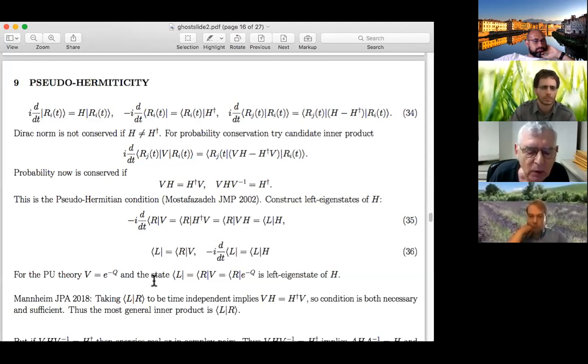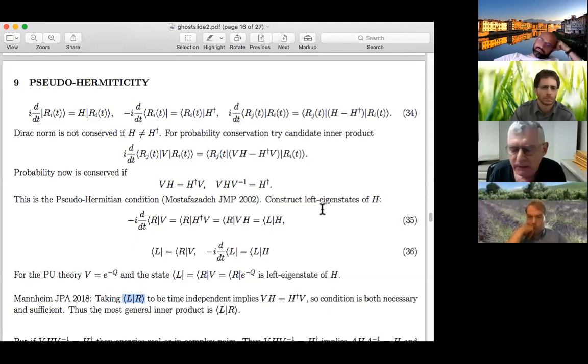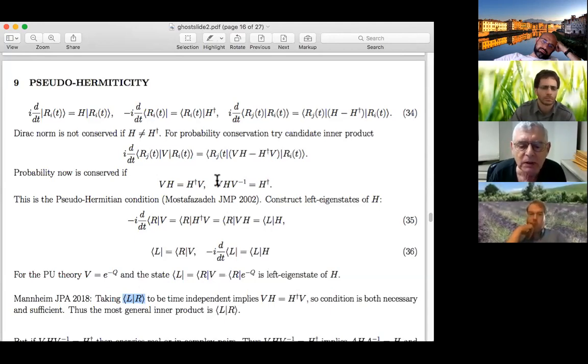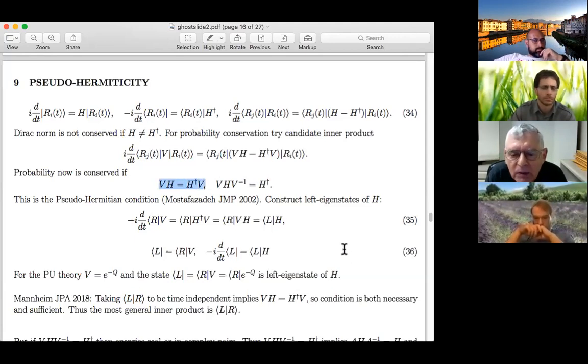And so what you're looking for, and this is what you should always do in a non-Hermitian theory, is that the norm should always be the overlap of the left eigenstate with the right eigenstate. To construct the left eigenstate, you need to construct the operator that implements this transformation, and that e to the minus q that I just showed you, we solved for explicitly in the PU model and determined it.